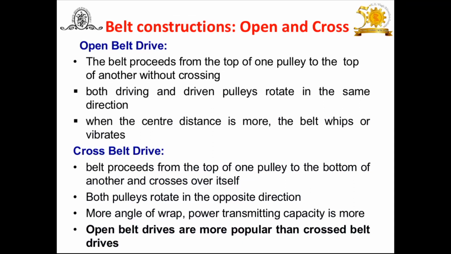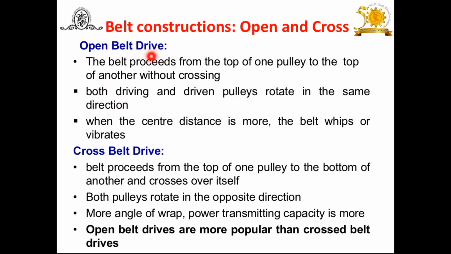Belt constructions. Belt drives are generally constructed in four to five ways. One is the open belt drive, second is the cross belt drive, third is the quarter twist drive, fourth is the belt drive with idler pulley, and fifth is the belt drive with many pulleys. But in this presentation we will focus on open and cross belt drives only.